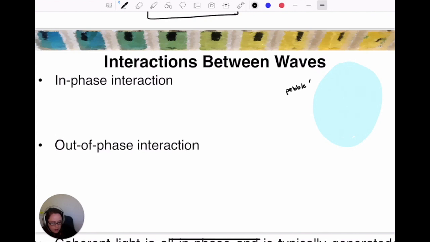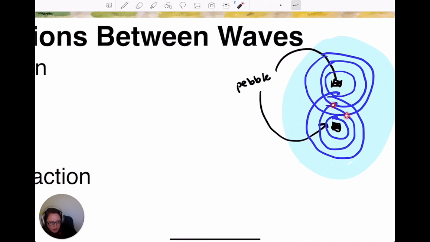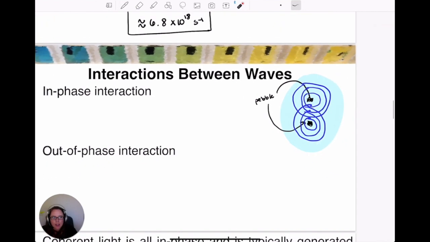So we're going to take a pebble and just plop it in. You'll see waves that move outwards, and usually those look like ripples on the surface. Then what would happen if we take a second pebble and plop that in nearby? Well, you'll get a second set of ripples. There are going to be points where these ripples or waves cross over, and we want to think about what happens at the points of crossing.